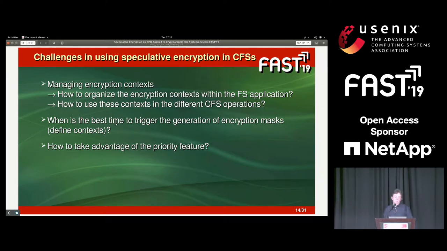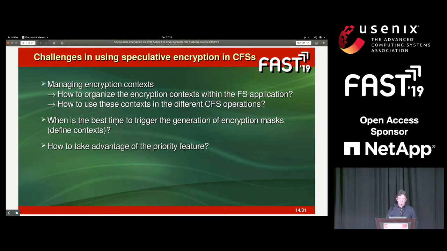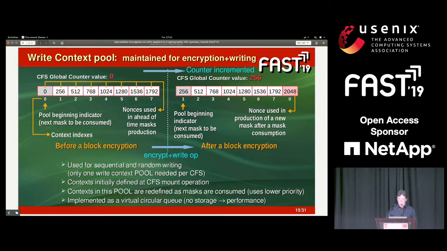Now, the challenge of using the speculation and the encryption is how to manage the encryption contexts, how to organize the encryption contexts within the file system application, and how to use these contexts in different CFS operations. When is the best time to trigger the generation of the encryption masks? When is the time to define the context? How to take advantage of the priority feature on the GPU library?